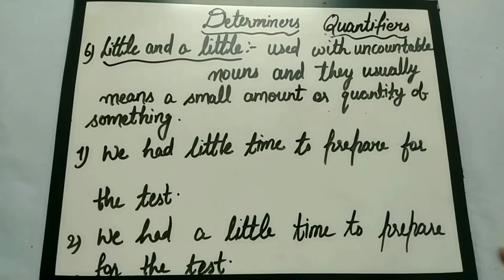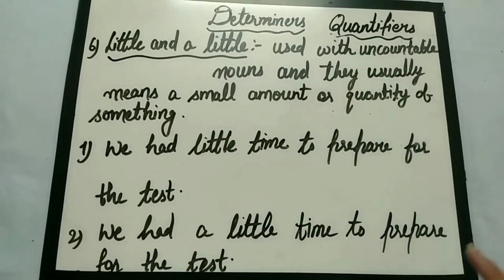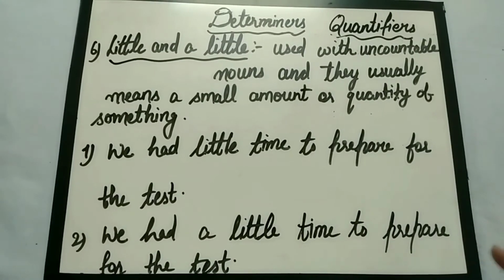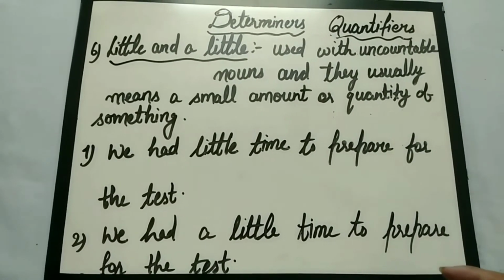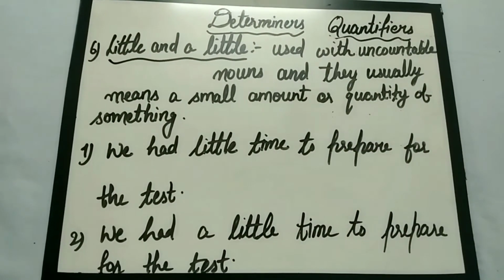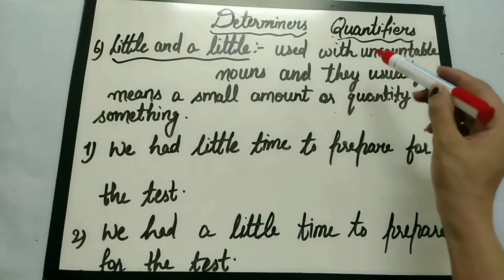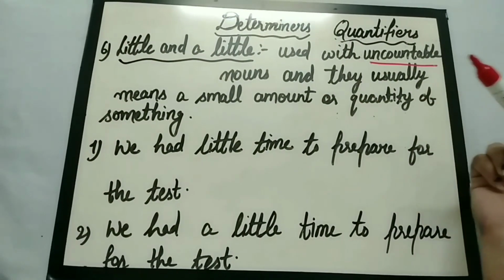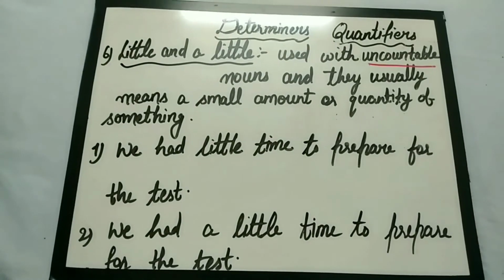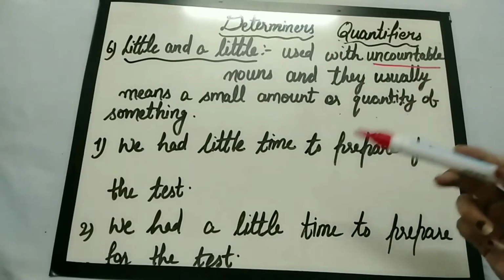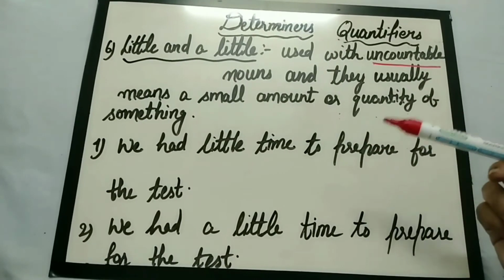Like few and a few, we have two more quantifiers, little and a little. In the same way, they are also used in a negative and positive way. But the words little and a little are used with uncountable nouns, while few and a few are used with countable nouns. Okay, so here is the difference: uncountable versus countable nouns.